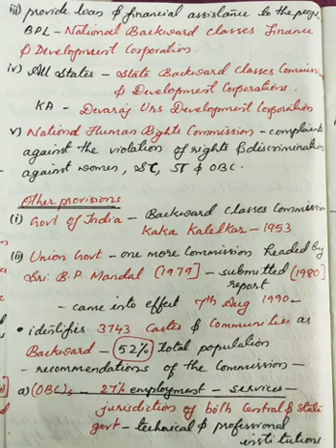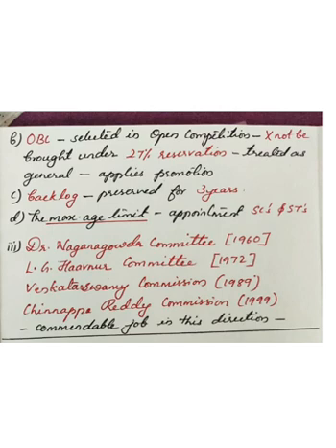Some of the recommendations of the commission are: A. The other backward classes, or OBCs, have to be provided 27% reservation in employment. It encompasses the services that come under the jurisdiction of both central and state governments, including technical and professional institutions. B. If OBCs are selected in open competition, they should not be brought under the 27% reservation.